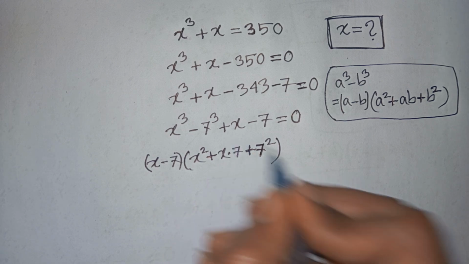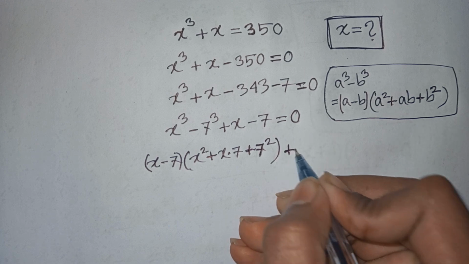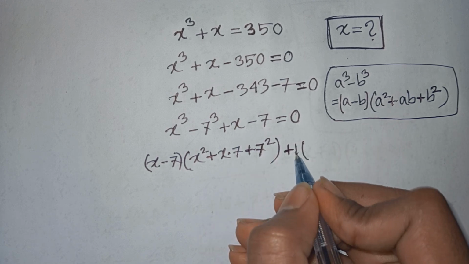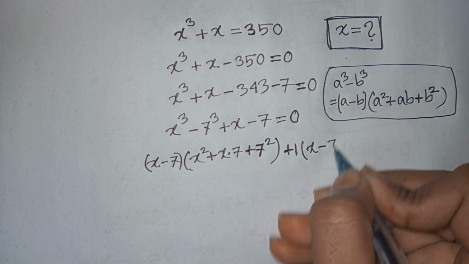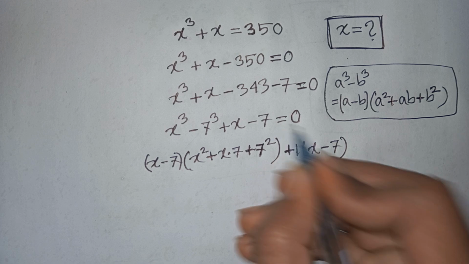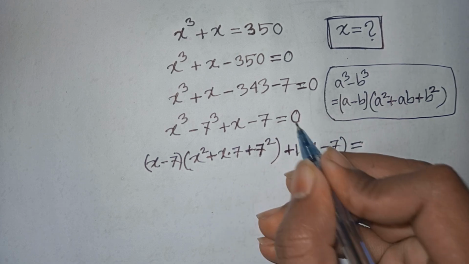Then here we take common plus 1. So plus 1 is out of the bracket, this divided by this, that means it will be x, then minus 7 divided by plus 1, that means it will be minus 7. Bracket close is equal to 0.